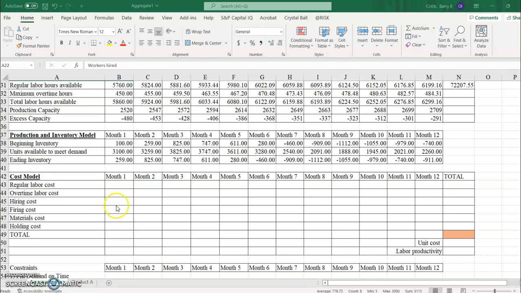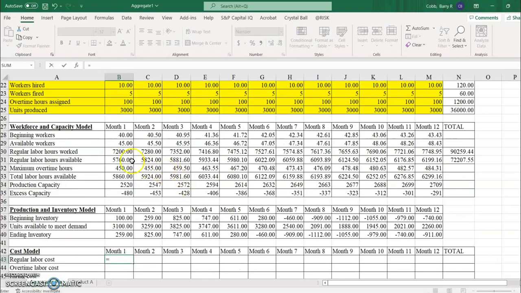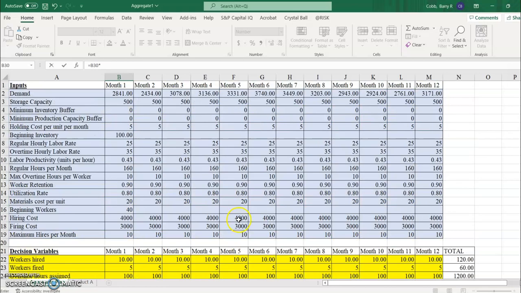And the first is the regular labor cost. So the regular labor cost is going to be based on the regular labor hours worked, that's what we're paying for, times the regular labor hourly rate, which is on line 8.